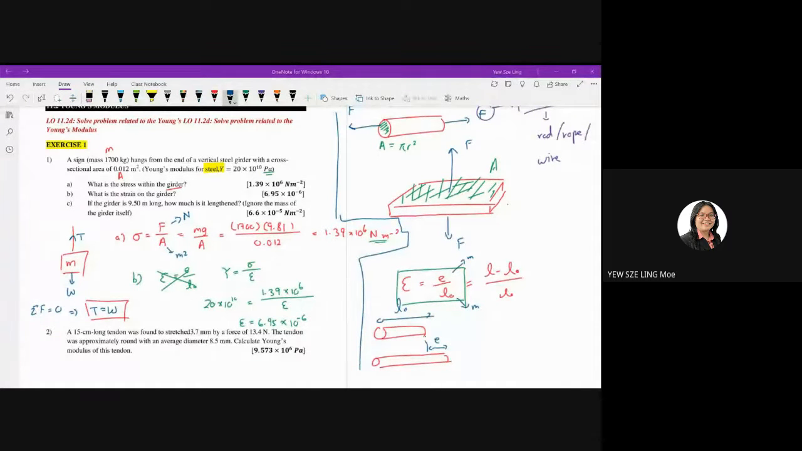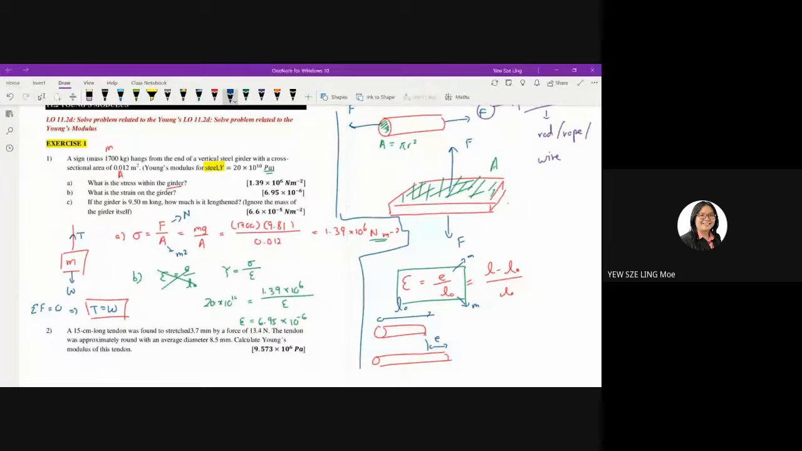So question C. If the girder is 9.5 meter long, how much is it lengthened? Lengthened means elongation. It's asking for the elongation. So how to calculate it? Very simple. Again, you just apply the equation. For question C, now you can straight away apply epsilon equals elongation divided by L naught.